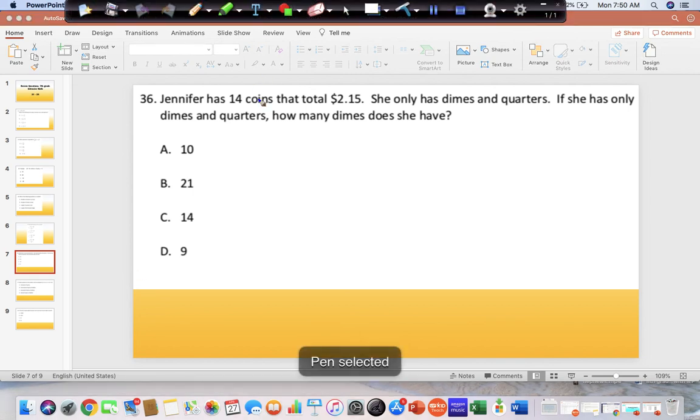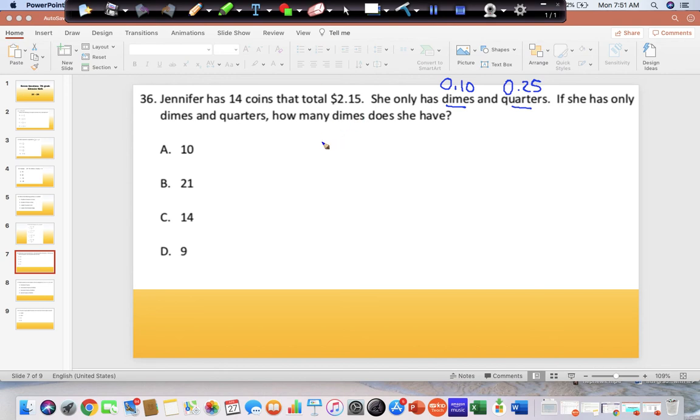Jennifer has 14 coins that total $2.15. She only has dimes and quarters. Remember, dimes are worth 10 cents and quarters are worth 25 cents. If she only has dimes and quarters, how many dimes does she have?